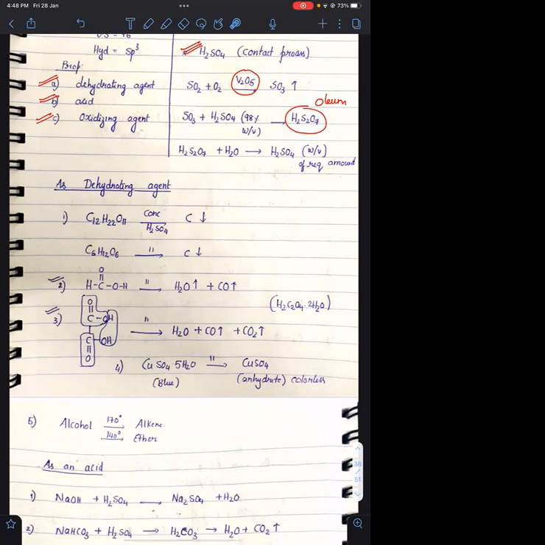C6H12O6, which is sucrose or glucose. From these two, if I remove all molecules of H2O, I will be left with only carbon. So you will be forming carbon. Whenever I add H2SO4 to sucrose or glucose, you will be left with carbon. A black substance will remain in the end, which is carbon. Is that clear?